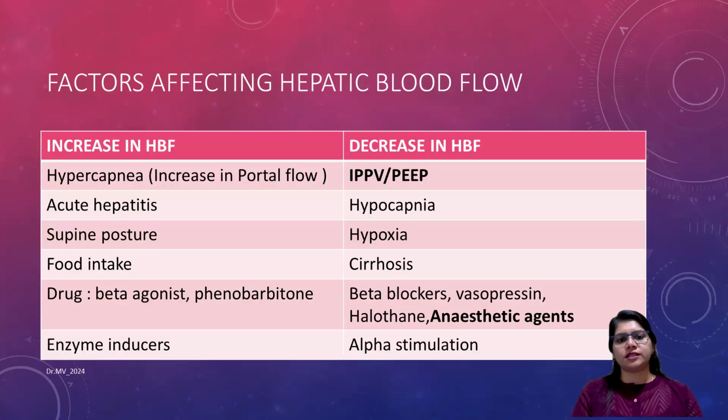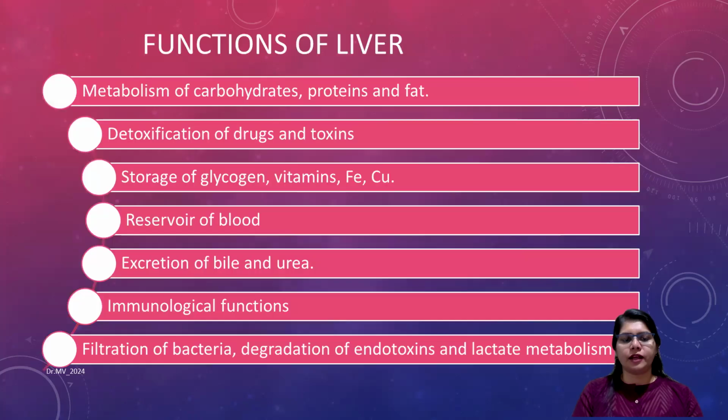So what are the other factors that affect the hepatic blood flow? Hepatic blood flow is decreased in PEEP or intermittent positive pressure ventilation. When there is hypocapnia, hypoxia, in diseases like cirrhosis, when we give beta blockers, halothane will decrease hepatic blood flow. All our anesthetic agents will decrease the hepatic blood flow. What causes an increase in hepatic blood flow is supine posture, acute hepatitis, hypercapnia. All this will increase the hepatic blood flow.